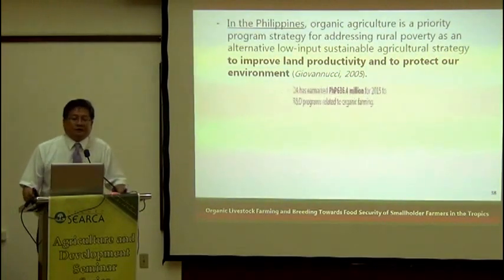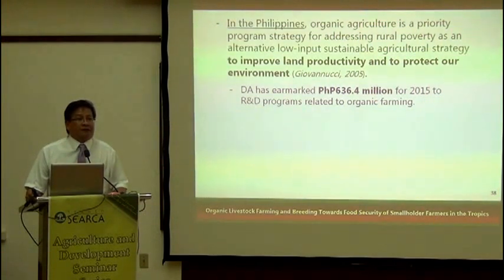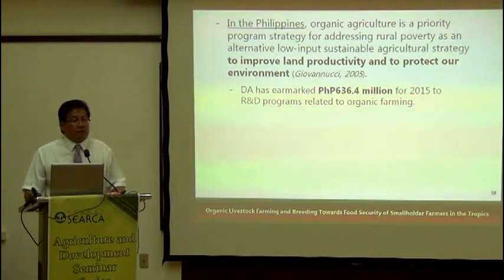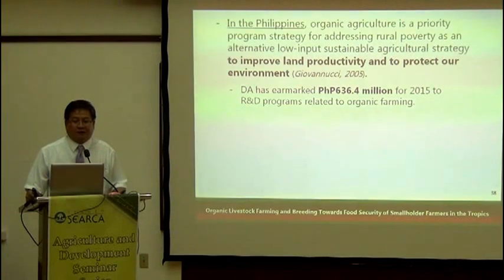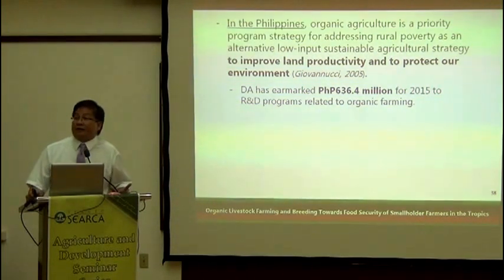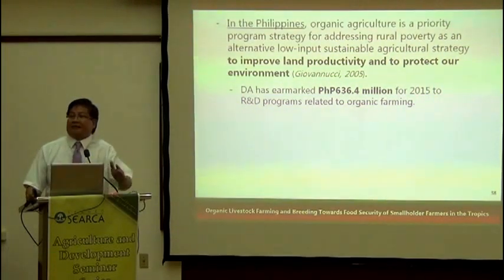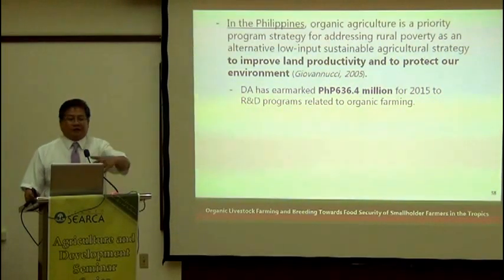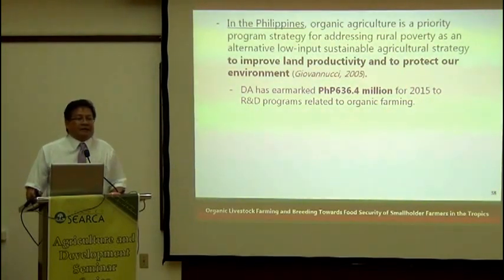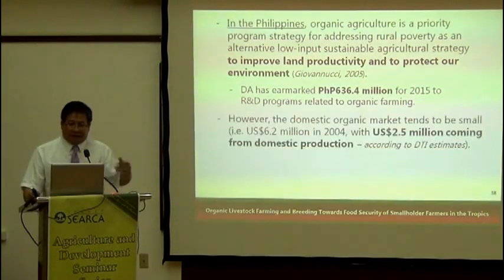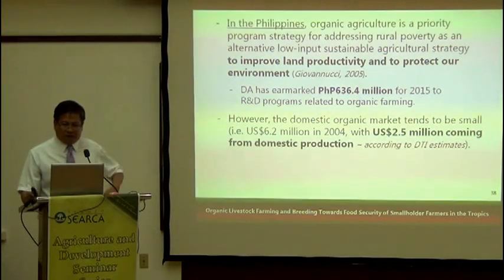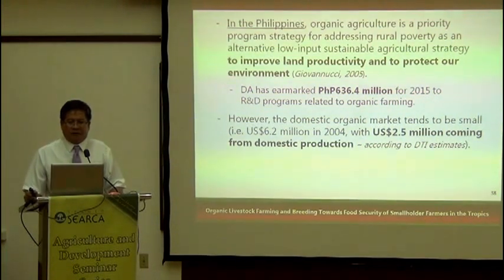I don't know if you encountered this news item. For this year, the Department of Agriculture has earmarked more than 636 million pesos, mainly for R&D programs related to organic farming. I'm not sure how much would go to the livestock sector, but that's a lot of money. This is already apart from the Napoles Fund and the others. This is real money, showing that the government is seriously putting up money to develop the organic sector.